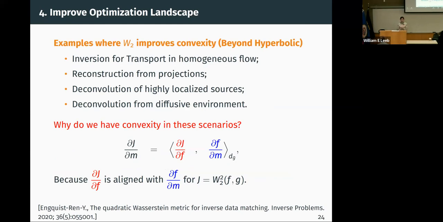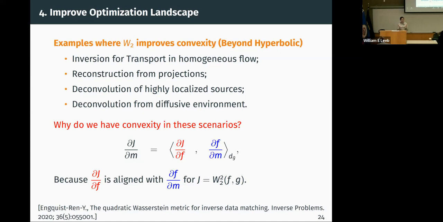You only need the phenomenon, or the Jacobian, or the continuous dependence, depending on how you call it, between your parameter and your data to be a hyperbolic phenomenon. So for example, deconvolution from highly localized sources gives you a hyperbolic phenomenon, or deconvolution from a diffuse environment, or reconstruction from projections, or even, as some people have recently used, the Wasserstein distance in Calderón's problem.